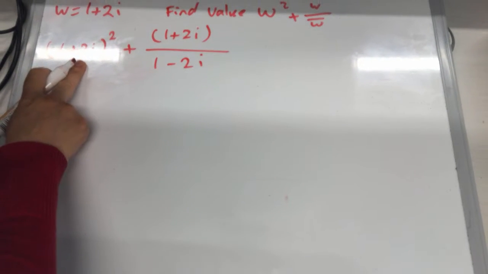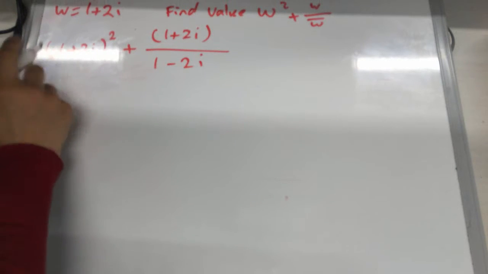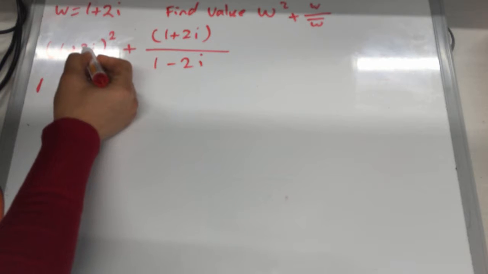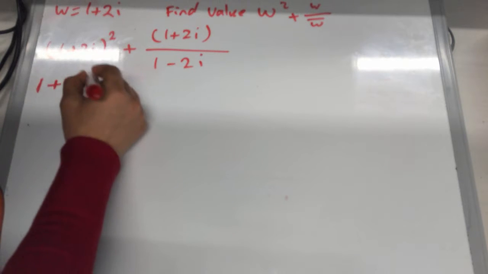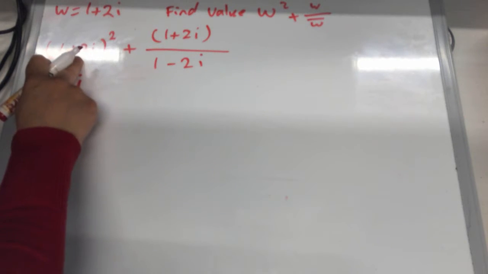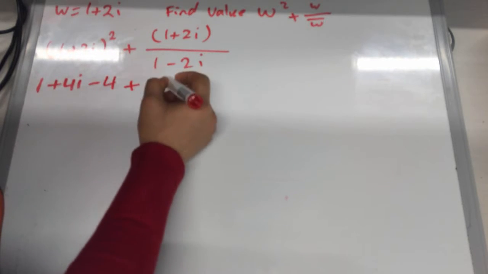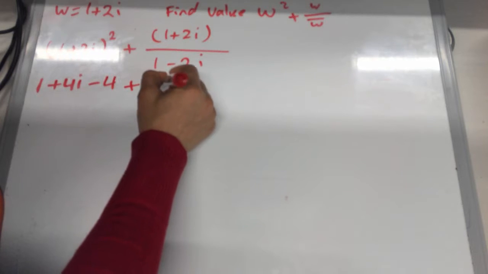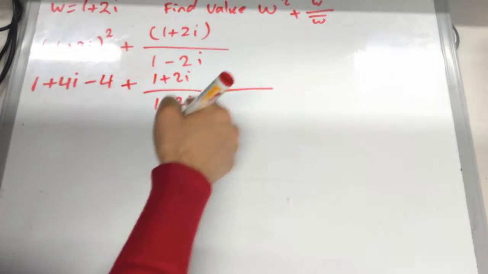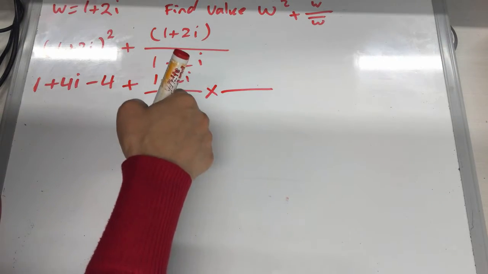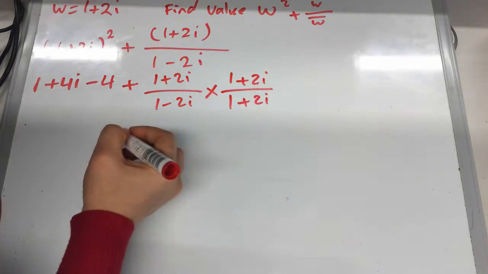Then you will expand this one here. As we said, there is a shortcut to expand a squared bracket, which is square the first term, 2 times the first term times the second term, that's giving me 4i, and then you square the second term, which is i squared, -1, that's giving me -4, plus 1 plus 2i over 1 minus 2i. To do that I will multiply by the conjugate, because I've got a fraction, so I've got 1 plus 2i over 1 plus 2i.